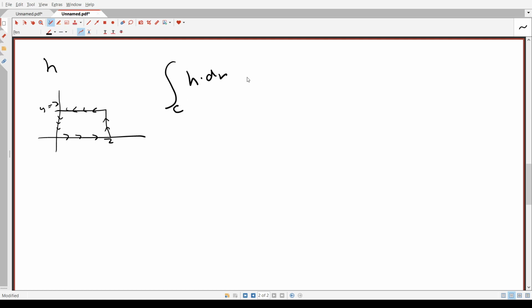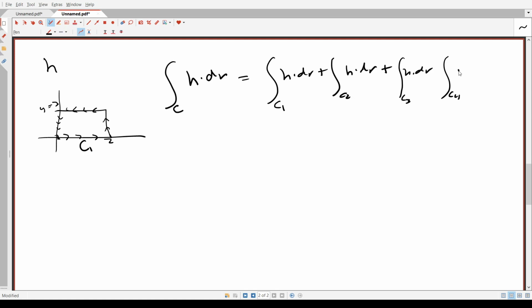So what I'm going to do is break this up. This is going to be the integral over c1. This part right here is going to be c1. That's from here to here. h dot dr plus the integral over c2, right, just like we would break up a regular integral into bits, through c4 h dot dr. Okay, so now I just need to worry about each of these curves.